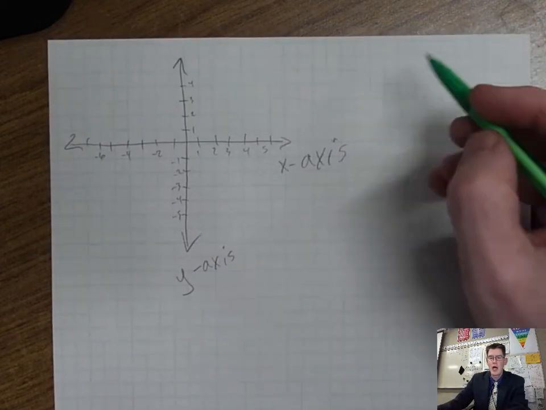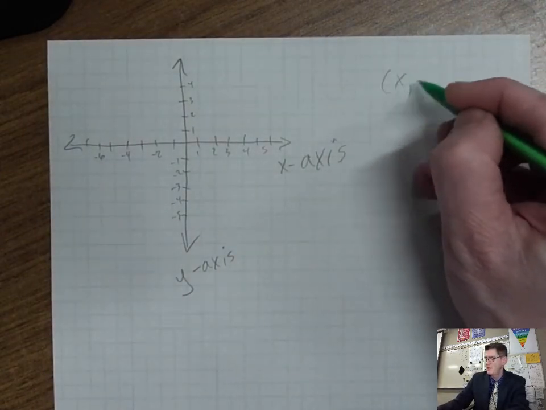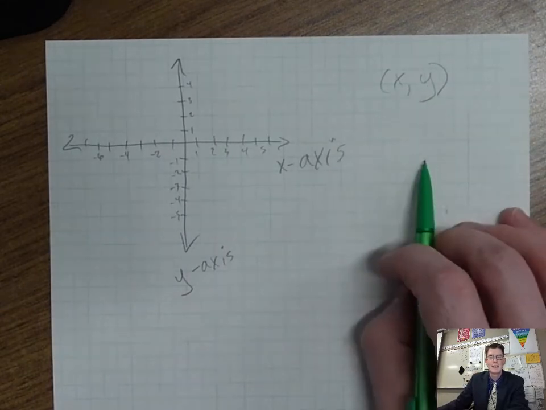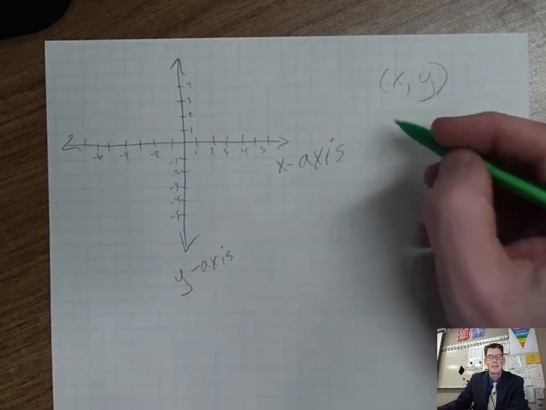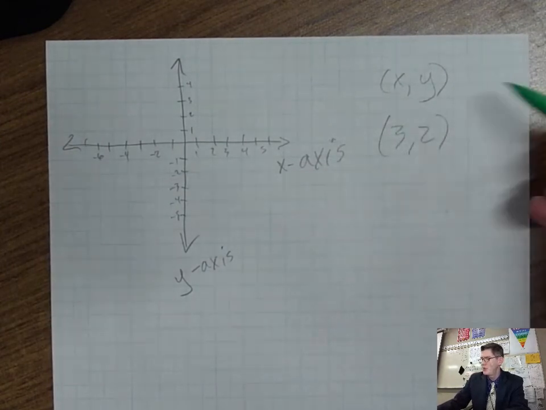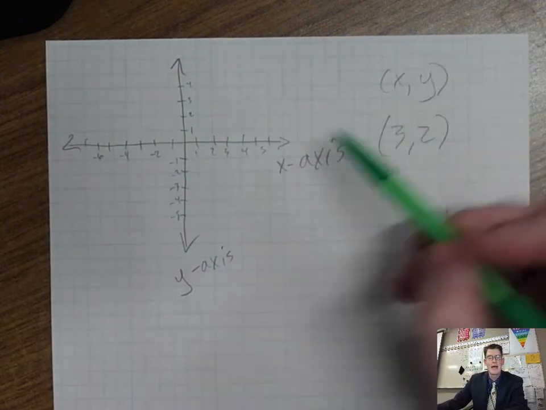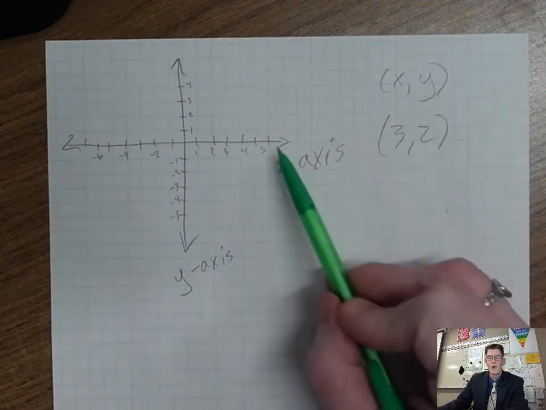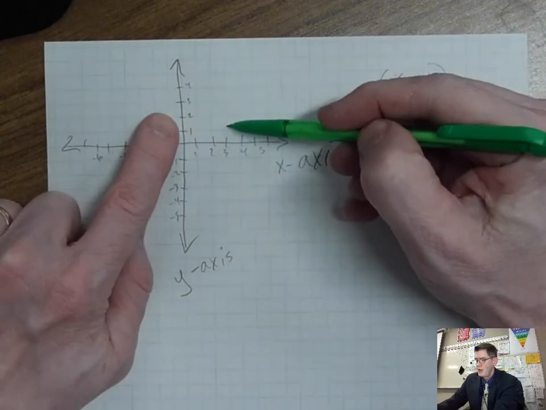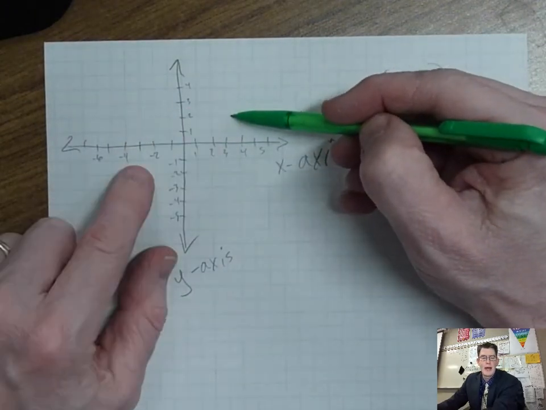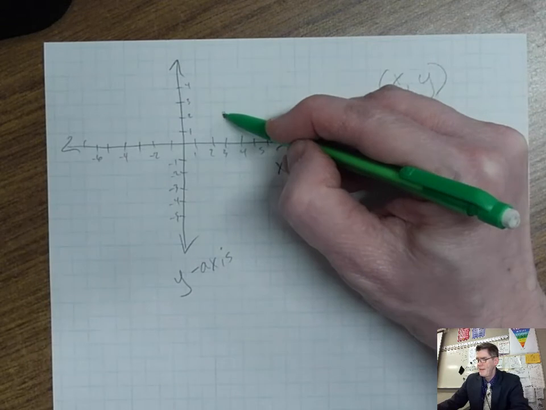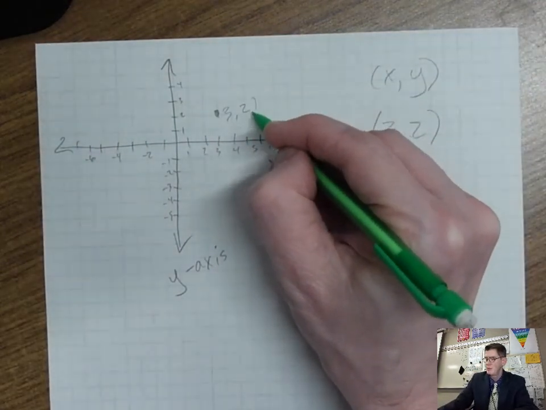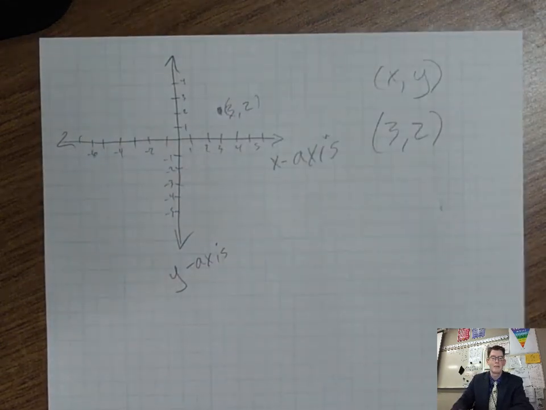And we graph what's called ordered pairs. There's a first number and a second number. The first number is always x, and the second number is always y, just like the alphabet. So let's say I want to graph the point (3, 2). I find 3 on the x-axis, that's right there. I find 2 on the y-axis. And then I find where they meet. And that is the point right there. That's the point (3, 2).